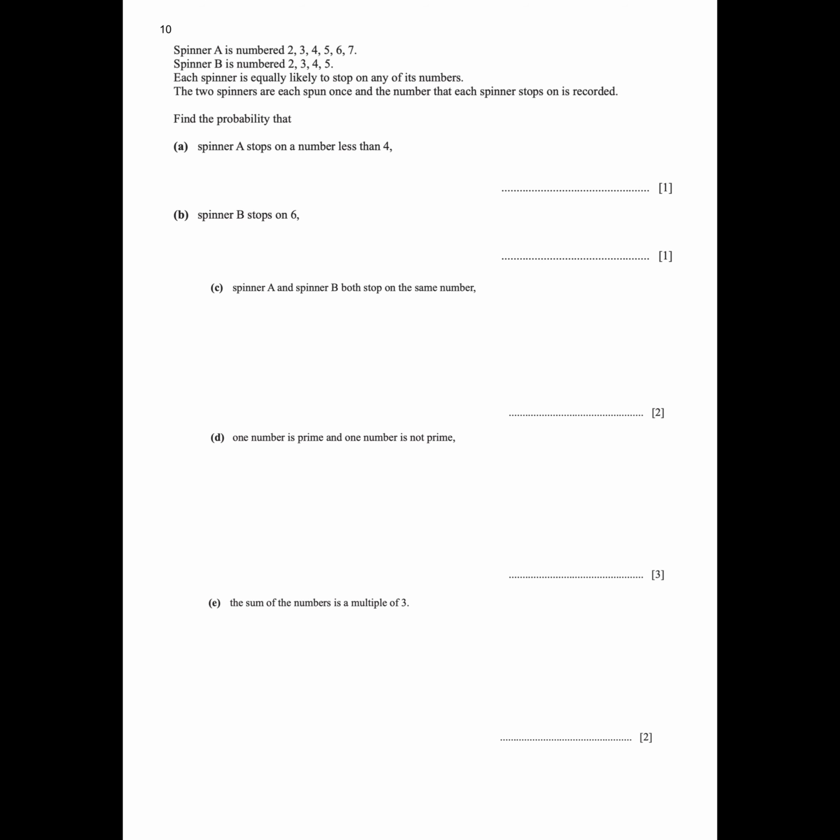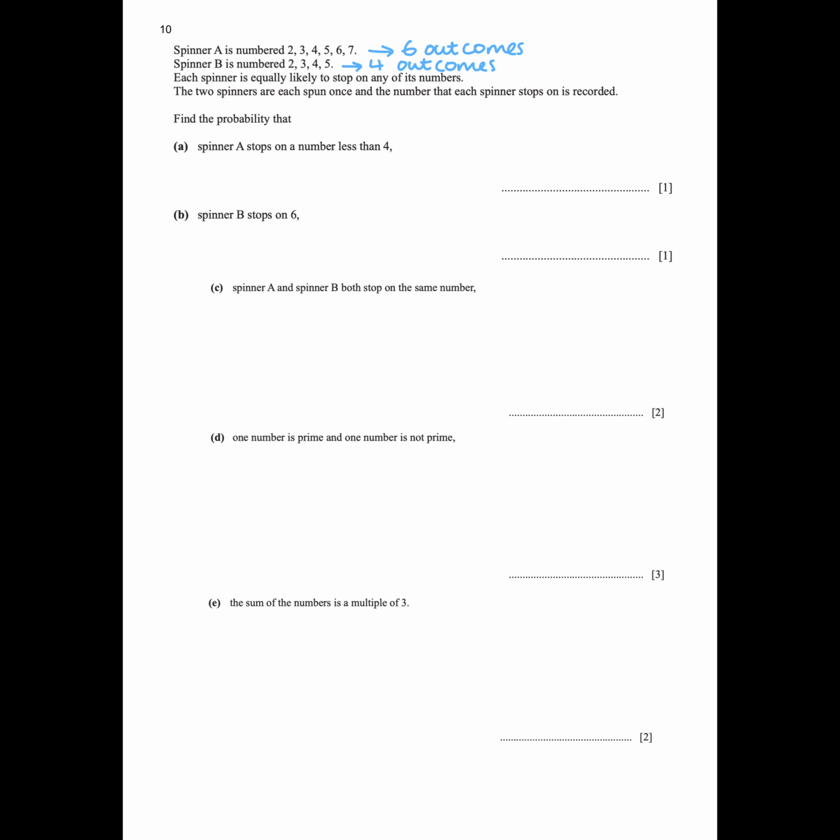Okay, question 10 is using probability with two spinners. So the first one, if we look at the spinner here, it's out of 6 possible outcomes. And the second one there is out of 4 possible outcomes. Each spinner is equally likely to stop on any of its numbers, which means that they're fair. And the 2 spinners are spun, and then the number is recorded that it's seen.